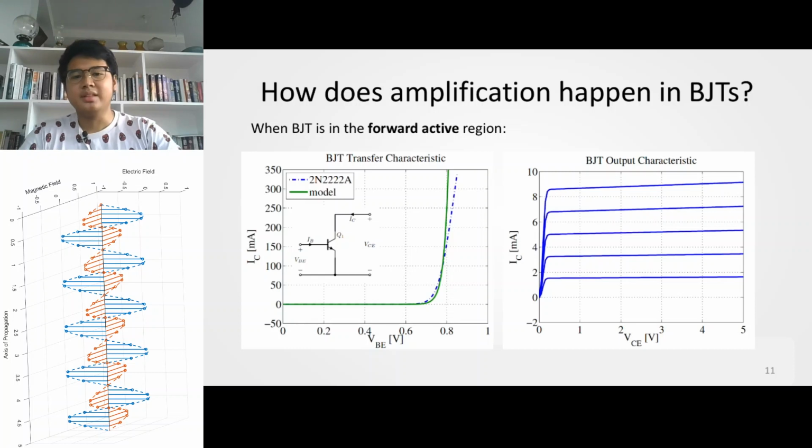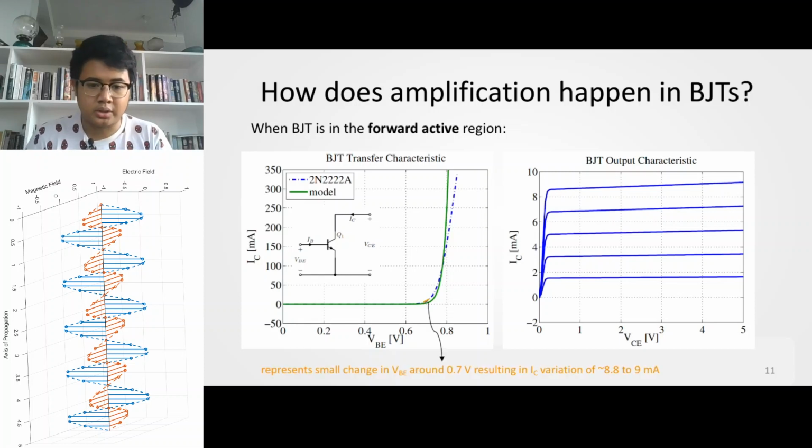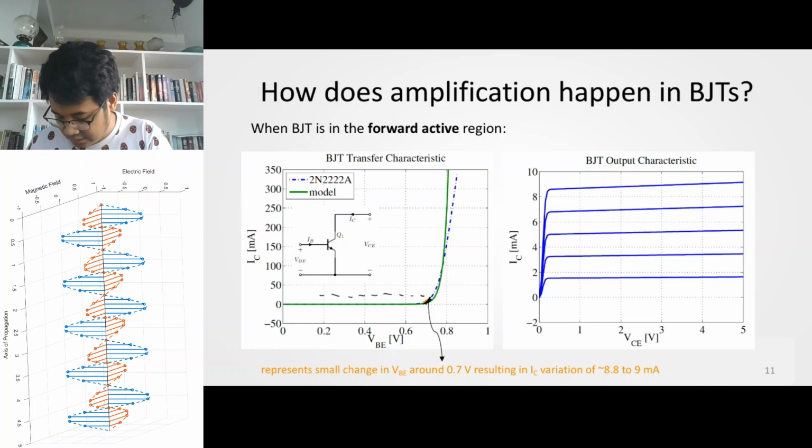Right. So how does amplification happen in BJT? I mentioned before that BJTs are widely used for amplification. Okay. So how does it work? Well, consider a small change in VBE right here, a small change, and project that to your IC.